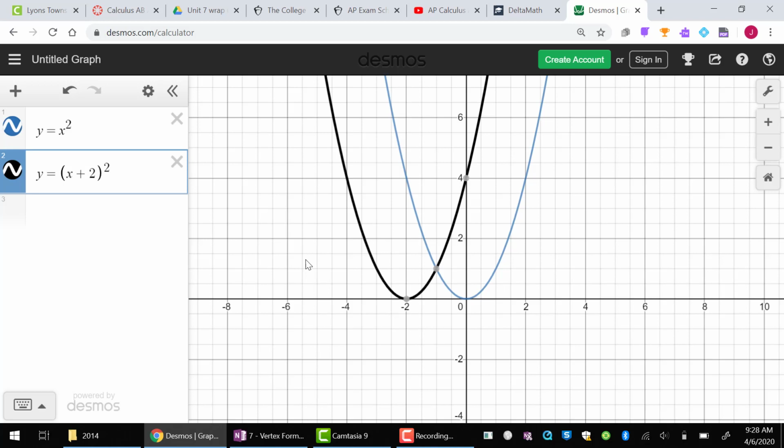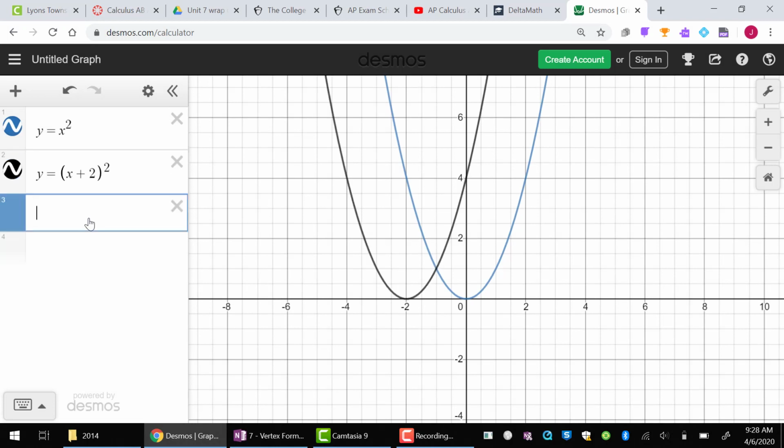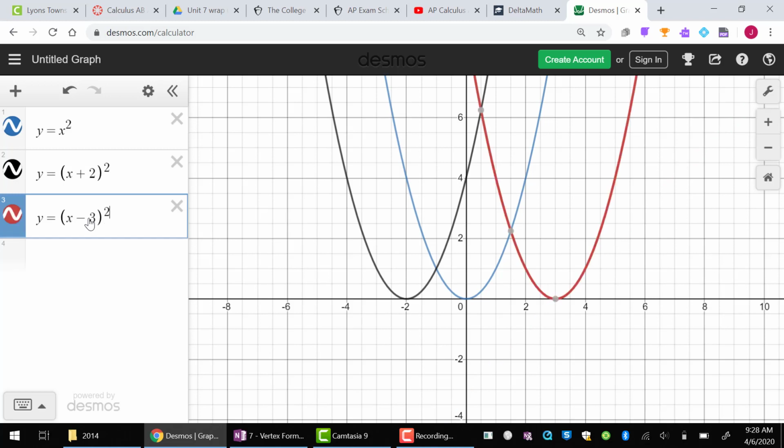It's to the left of the one that we started with. And more specifically, how far left? 1, 2. 2 units to the left of the origin is that transformation. The next one here says to sketch the graph of x minus 3 quantity squared. So let's do that. y equals x minus 3 quantity squared.